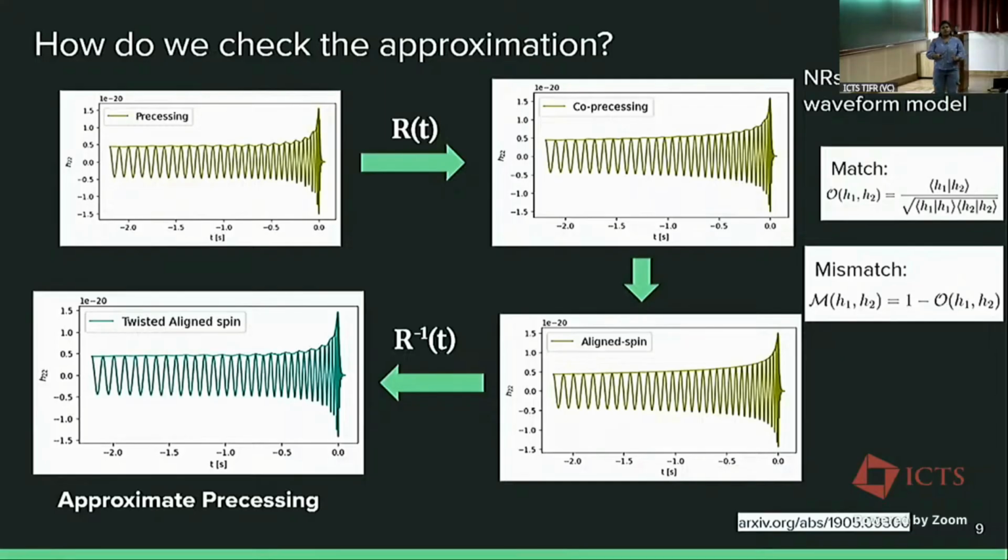There are different ways you can track the precessing frame. One way people do is tracking the maximum energy radiation direction, which is called the quadrupole, just tracking in which direction the quadrupole energy is moving. Another way is to track the instantaneous orbital angular momentum. So the error can be in the rotation that we are getting here, and also in the co-precessing and aligned-spin waveform modes that we are taking to be identical to each other.